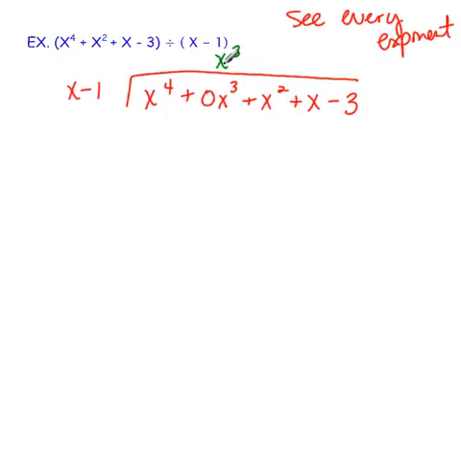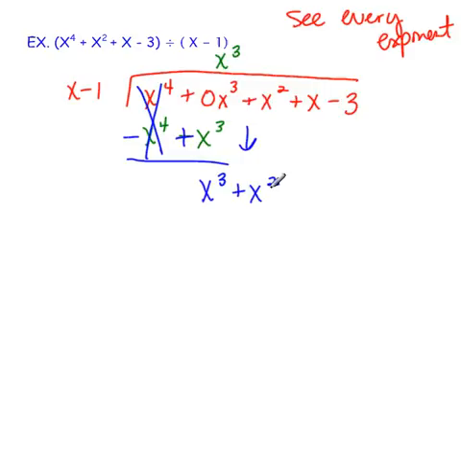Now let's multiply. X to the 3rd times x is x to the 4th. X to the 3rd times negative 1 is negative 1x to the 3rd. Next, draw your line, change your signs, and then combine. That was positive. Now we're going to make it negative. This was negative. Now we're going to make it positive. Here we go. X to the 4th and a negative x to the 4th makes 0. 0x to the 3rd plus 1x to the 3rd is 1x to the 3rd. Bring this down. We got a plus x squared.